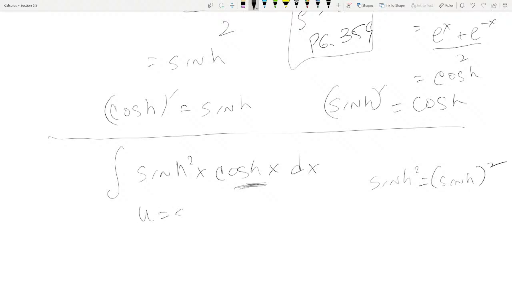I'll pick u equal to sinh x. Then du, we've already done our work up here, so the derivative of sinh is cosh.